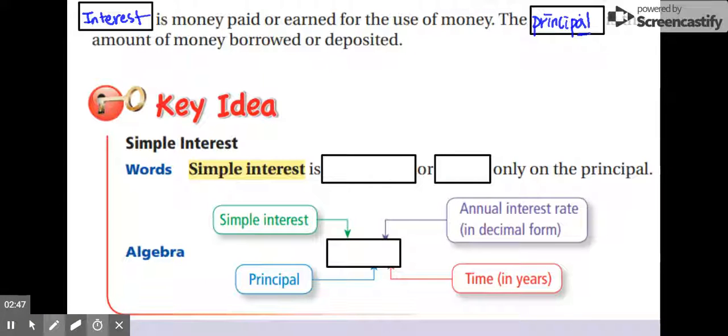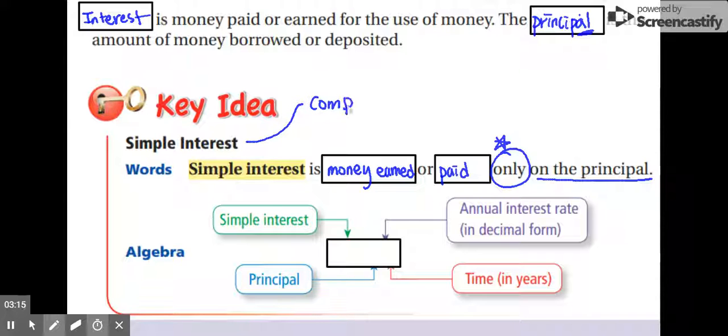And then the spelling was A-L here. So principal. And simple interest is money earned or paid only on the principal. Only, I need you to circle it, and then I need you to put a little star. There is two different kinds of interest, like simple interest and compound interest, that you're going to learn later. Compound interest.